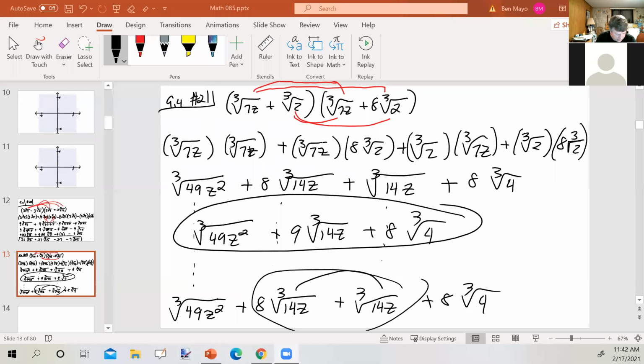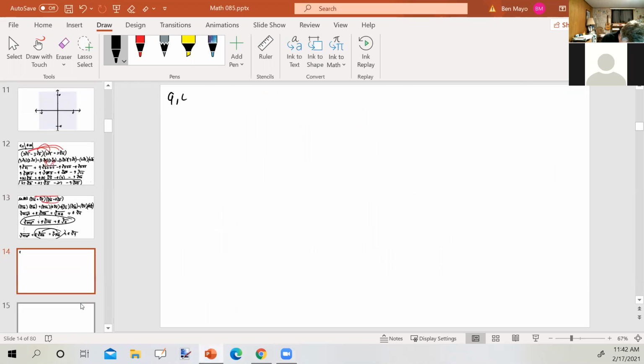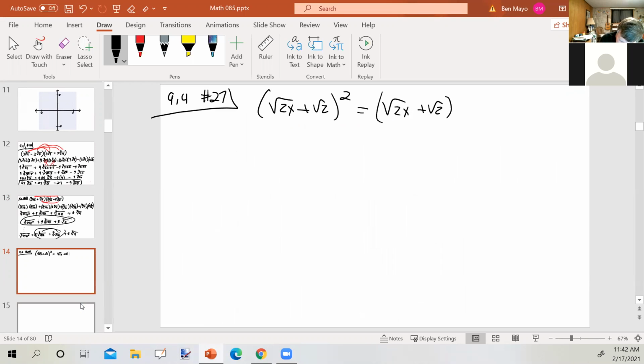So now, let's see, that was 21. We're going on to 27. And here we have the quantity, the square root of 2x plus the square root of 2, the quantity squared. Well, that's basically the square root of 2x plus the square root of 2 times the square root of 2x plus the square root of 2. Because you've got two factors of the square root of 2x plus the square root of 2.